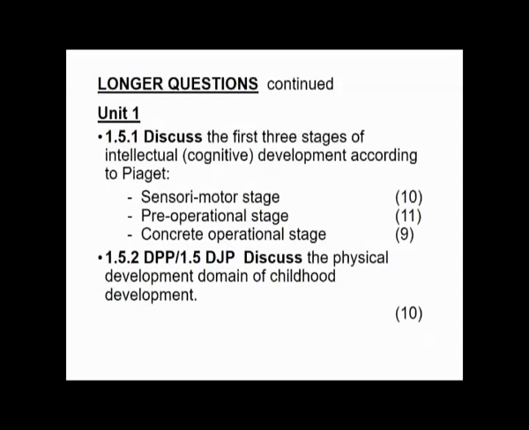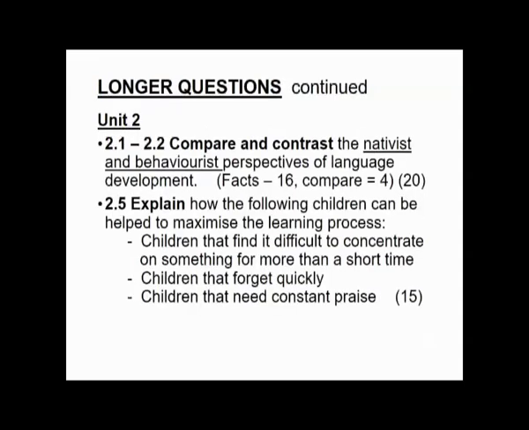Okay, also 1.5.2 in Unit 1, discuss the physical development domain of childhood development. You know that there are 4 domains. There's the physical domain of childhood development. Then there's the cognitive or intellectual domain. Then there's the language domain, which is very closely related to the cognitive domain. Then there's the social and emotional, which counts as 1 domain. Make sure that you know those 4 domains.